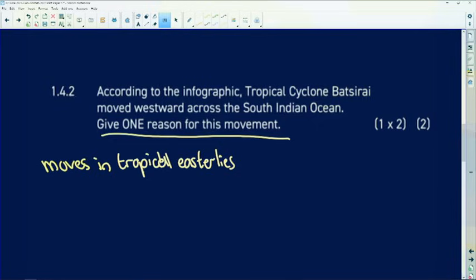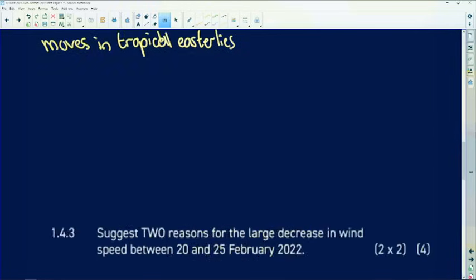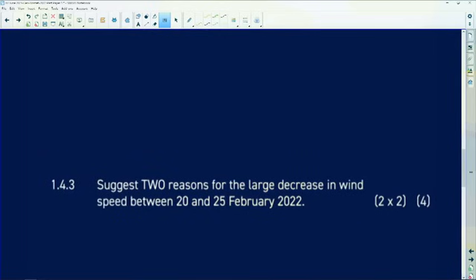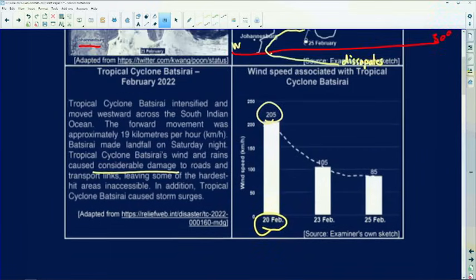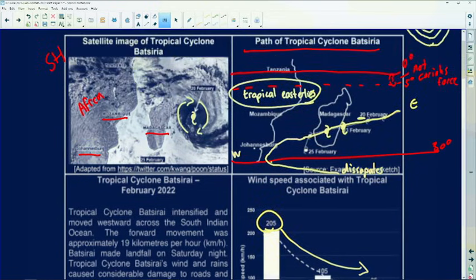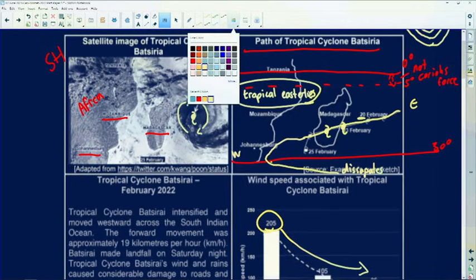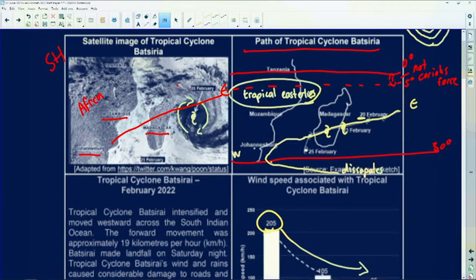Now, if you look at our next question, suggest 2 reasons for the large decrease in wind speed between the 20th and the 25th of February. Now, when we look at our graph, you can see from the 20th till the 25th, there was a massive decrease of wind speed. Now, the simple reason why, because as this tropical cyclone moves from east to west, it has moved over Madagascar.